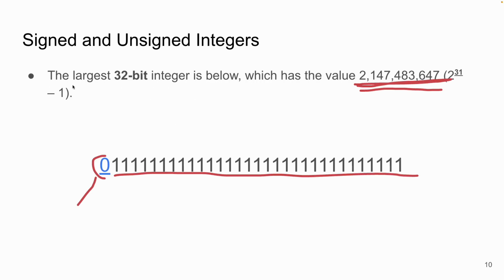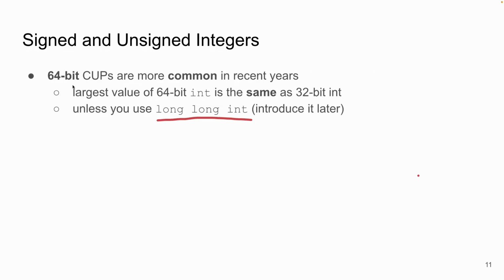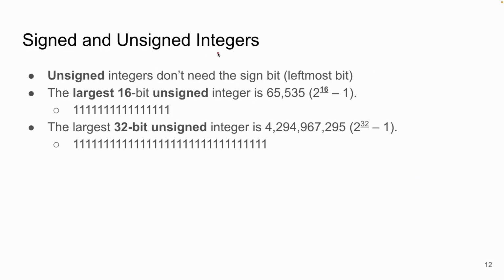So this slide introduces the largest value for the signed integer, and how about the unsigned integer? For the unsigned integer, we don't need a sign bit, because there's no sign for the unsigned integer. That means the unsigned integer can use all the bits to represent the number. So that is why the largest 16-bit unsigned integer is this number here.